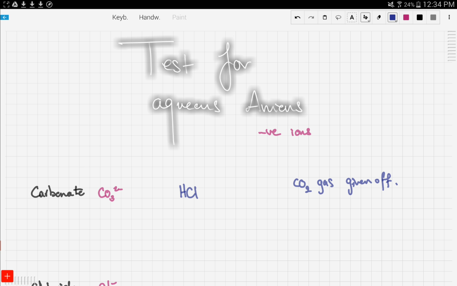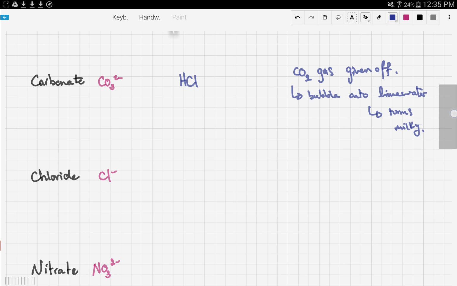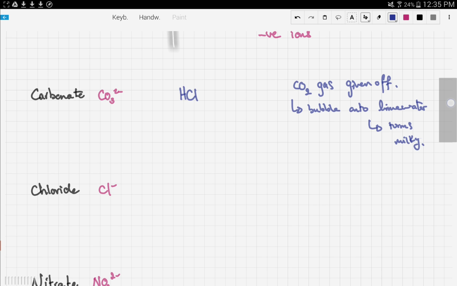But how do we test for the carbon dioxide? Because it's a colorless gas, we bubble this gas onto lime water, and if lime water turns milky, then CO2 is present. And in the previous videos we talked about this reaction in more detail and how the lime water turns milky. So that's that for the reaction with carbonate in order to test for the presence of it.